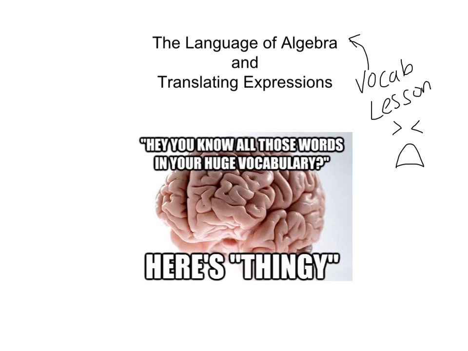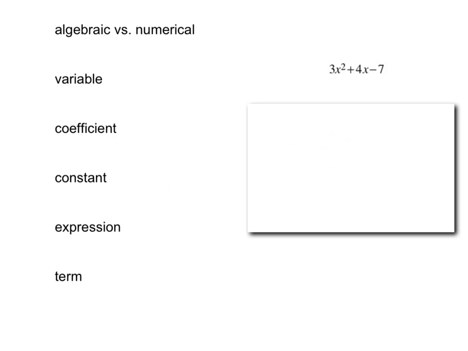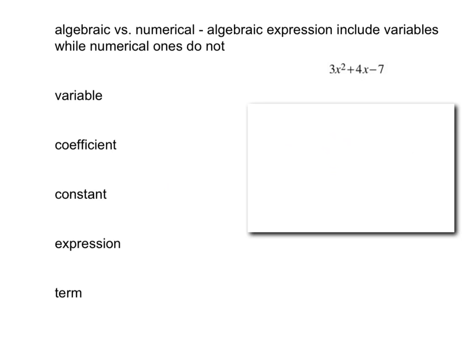Okay, let's jump right in. Let's go ahead and talk about the definitions of these words. So this is the basic language of algebra that I'm going to need you to know for this first section. Let's start with algebraic versus numerical. Well, algebraic expressions include variables, while numerical ones do not include variables.